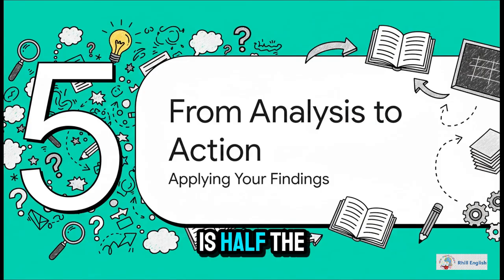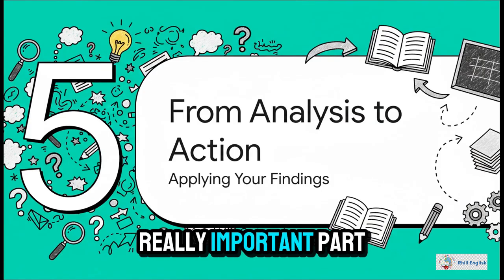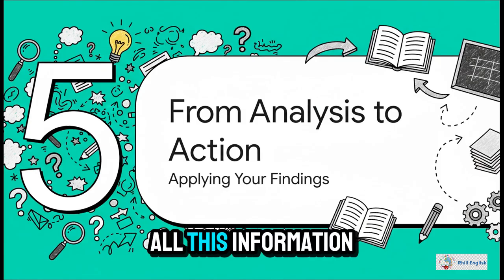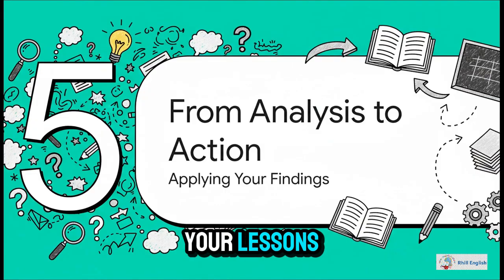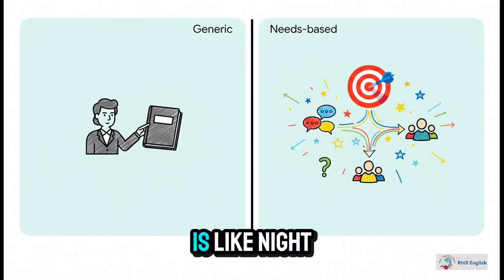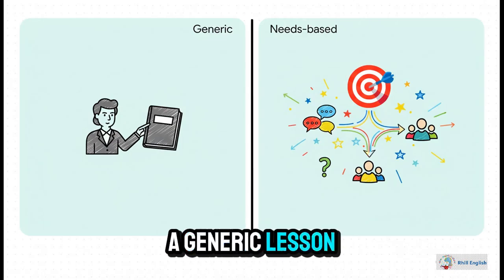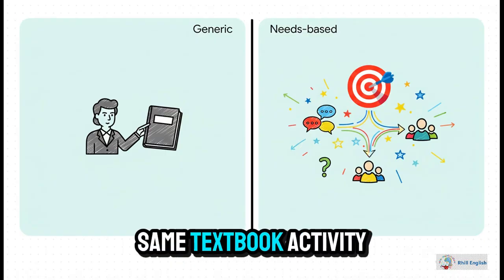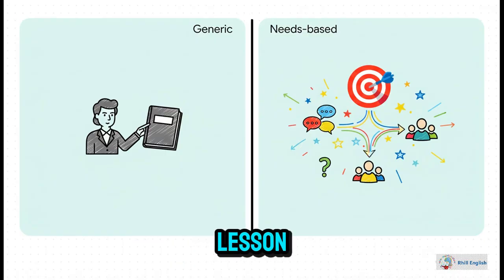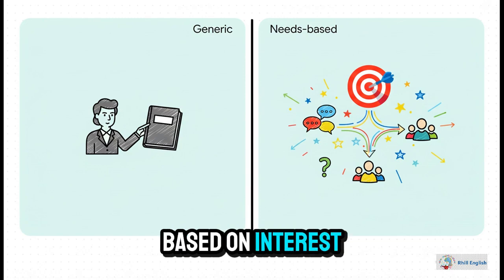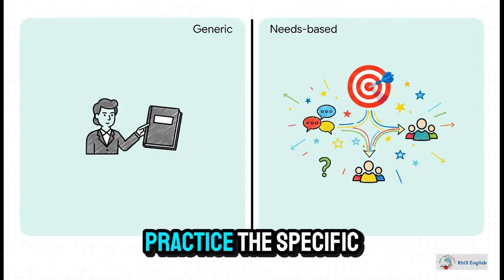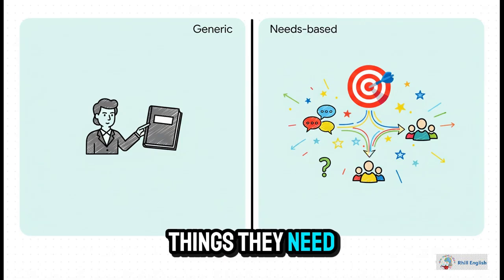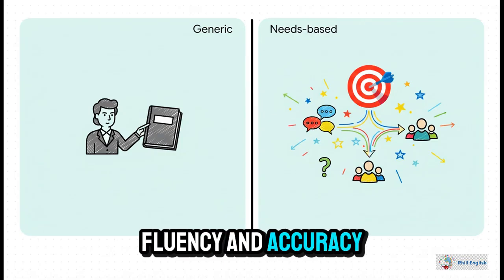Finding the needs is half the battle. Now for the really important part. What do you actually do with all this information? It's time to put your findings into action and really transform your lessons. And the difference is like night and day. A generic lesson might have everyone do the exact same textbook activity. A needs-based lesson offers choices based on interest and level. In a generic lesson, the teacher might do all the talking, but in a needs-based lesson, students get to practice the specific things they need, focusing on both fluency and accuracy.